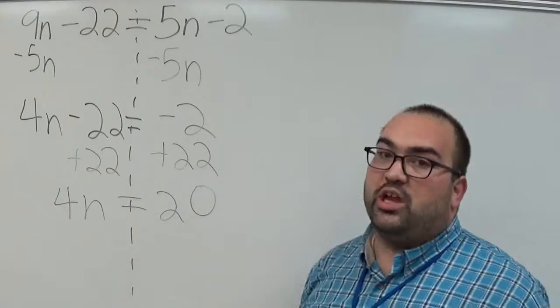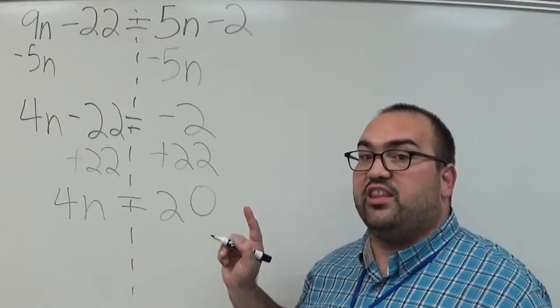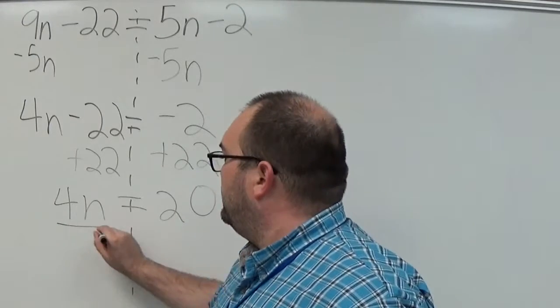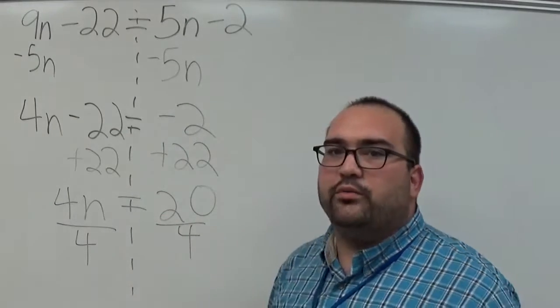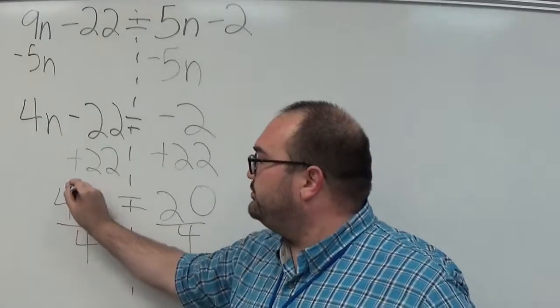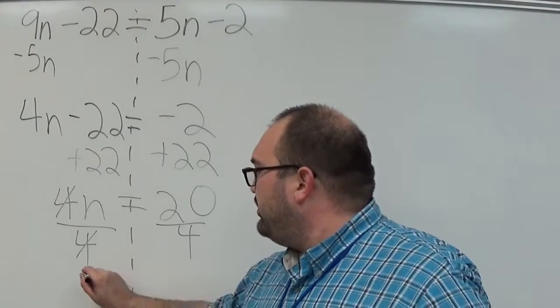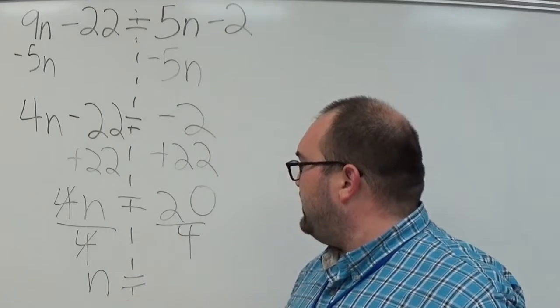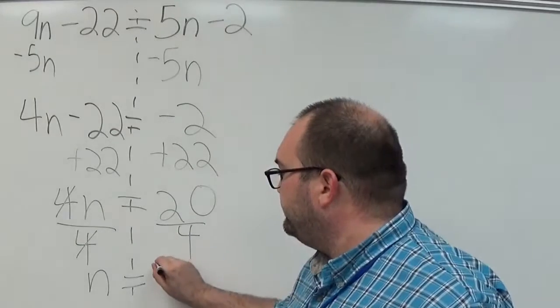Finally, we're down to a one-step equation. To get n by itself, we're going to divide both sides by 4. Divide by 4, divide by 4. Now, why are we dividing by 4? To cancel that 4 out. When we do that, we end up with n is equal to 20 divided by 4, which is 5.